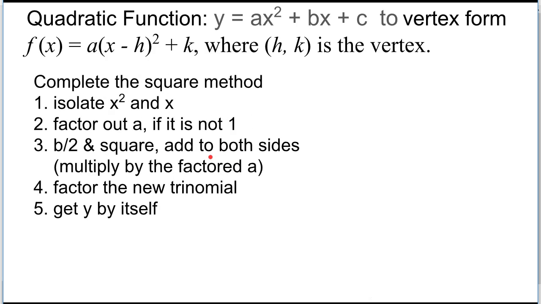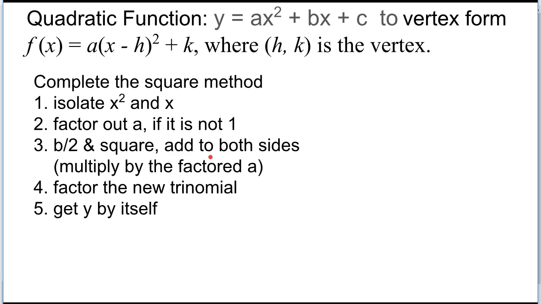All right, now completing the square, writing it in vertex form. There are two ways that you go about writing a quadratic in vertex form. And one is the complete the square method, and we'll talk about that right now. The first thing you do when you're going to complete the square is isolate the x squared and the x. Get rid of any constants if there are any.